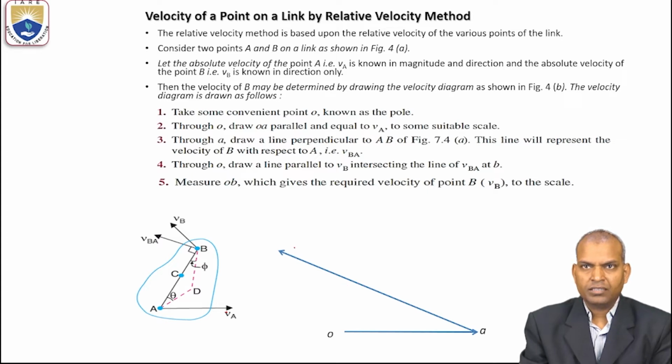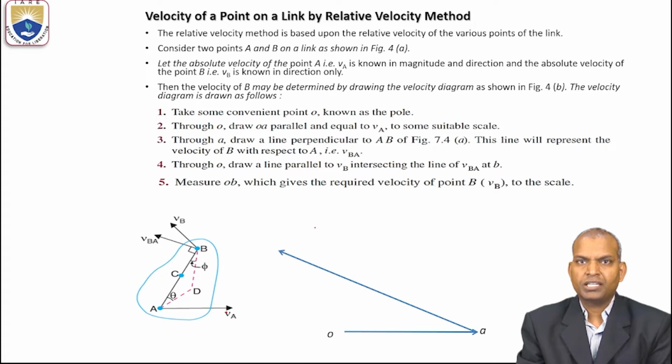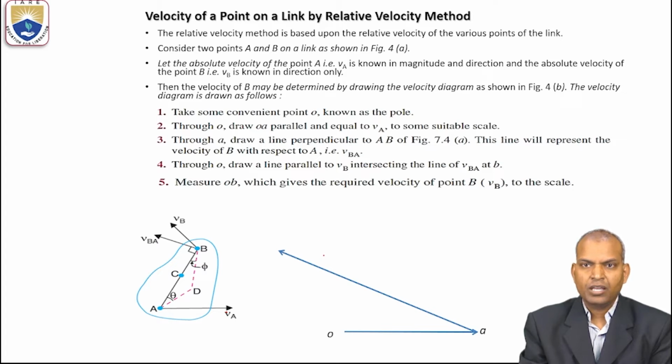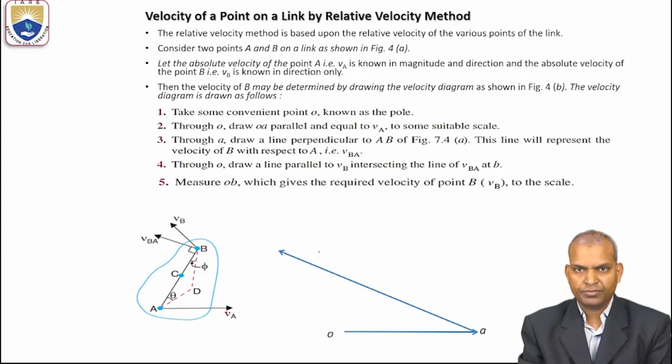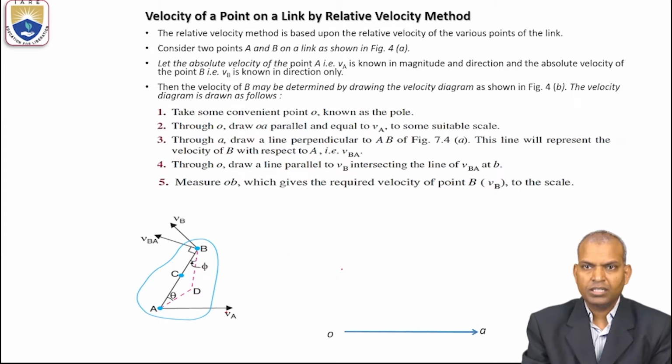But understand, here there are two conditions. The absolute velocity of A, we know magnitude and direction, and the absolute velocity of the point B, that is VB, is known only in direction. We don't know the magnitude. Then how to start? Take some convenient point O, known as a pole, the starting point.